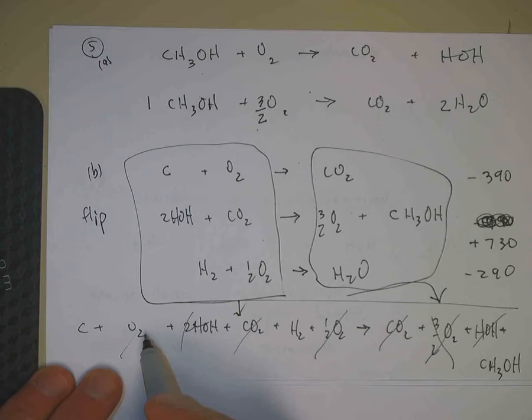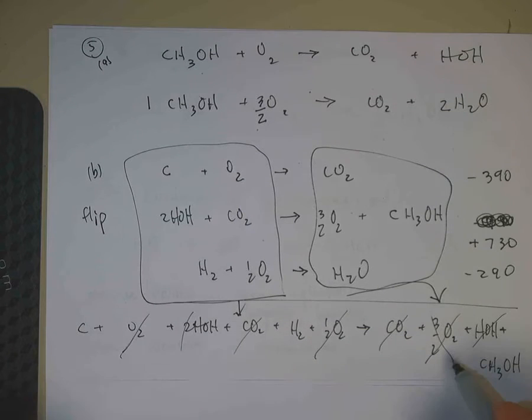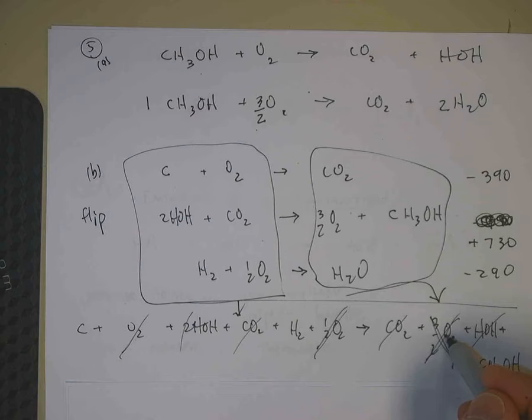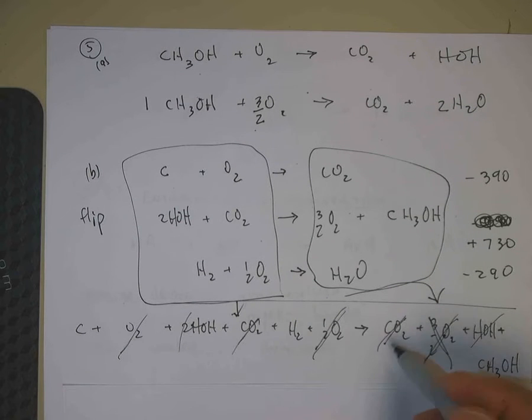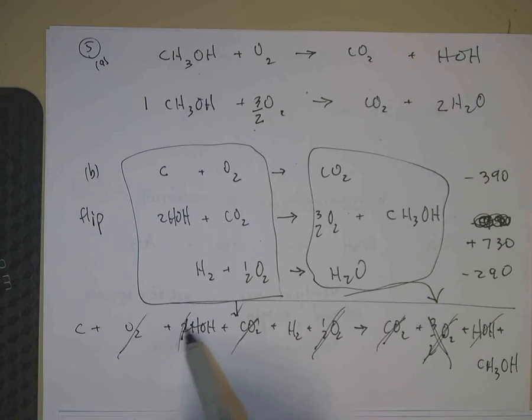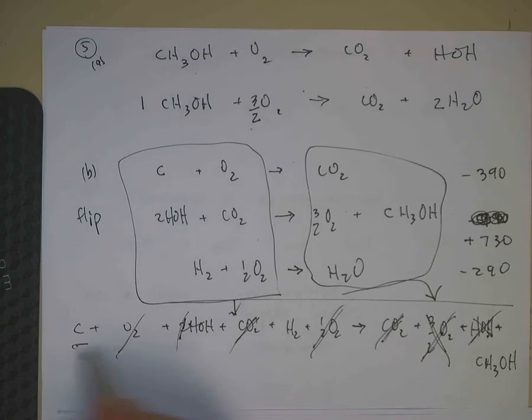And then I can cancel a number of these things. The O2 cancels here. I've got a 1/2 O2. That'll cancel with my 3 halves over here. The CO2s cancel. One of the HOHs cancels here. The HOH cancels here. CO2 cancels, and I'm left with my goal reaction right here.